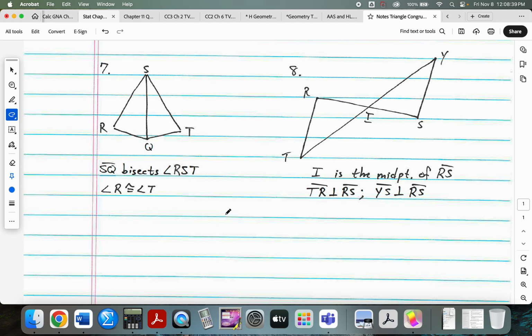All right. On this one, they give us that we have a bisector and that angle R is congruent to angle T. Samira, what's one thing I can add to this one? There are 2 things I could do right now, but give me just one of them. Garrett? The reflexive property, absolutely.